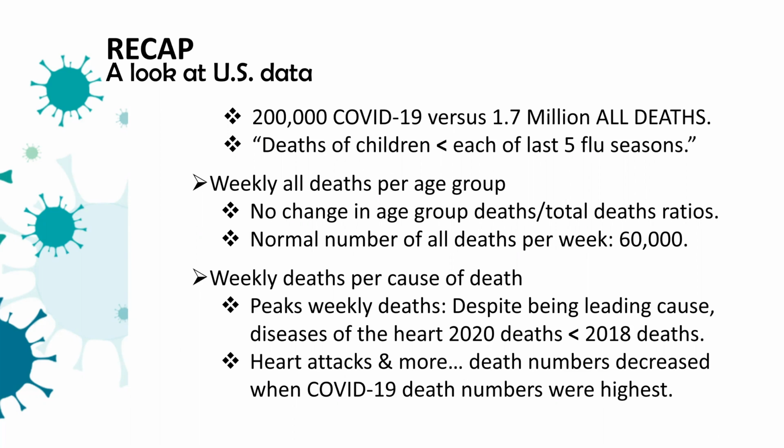We did look at all deaths per age group and found that there has been no change in the ratio of each age group's death numbers over the total death numbers. So in other words, no change in the percentage each age group contributes to total death. And we looked at the numbers and know that 60,000 deaths per week in the US is normal. It's equivalent to 3.1 million per year or 8,500 per day. Yeah, you heard that right. 8,500 per day. That's normal.